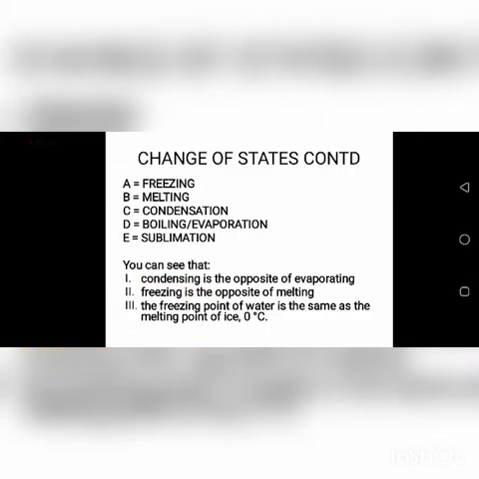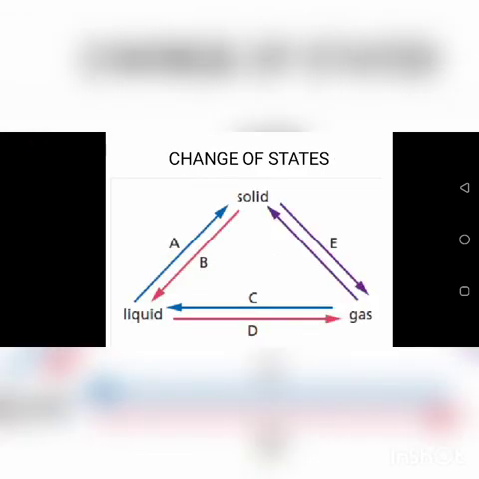So C is condensation. When a gas changes to liquid, you say the gas is condensing. That is condensation, the changing of gas to liquid. Okay, changing of steam to water is called condensation. That is C. When a liquid turns to gas, we call it evaporation.